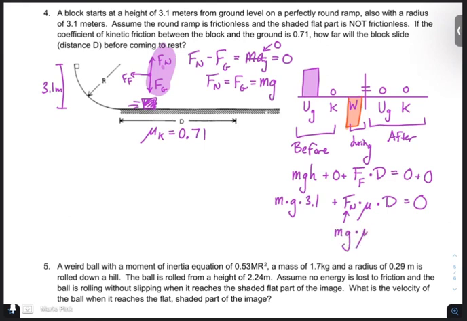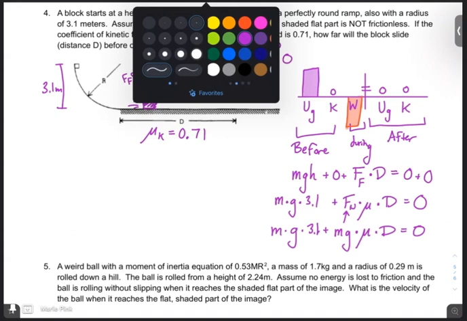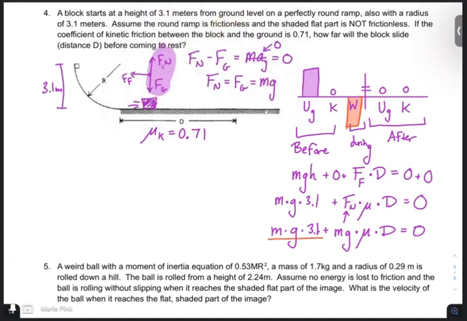I'm going to leave the coefficient of friction, distance here, mass, g, and 3.1, that's my height. All right. Now I'm going to divide everything by mass because everything has mass in it, or it's a 0. And I can do the same thing with g. And the coefficient of friction is 0.71. And the distance is what I'm solving for.